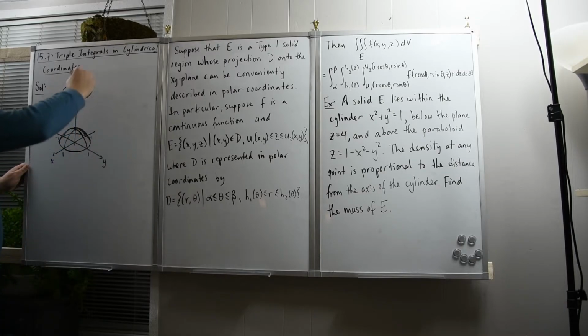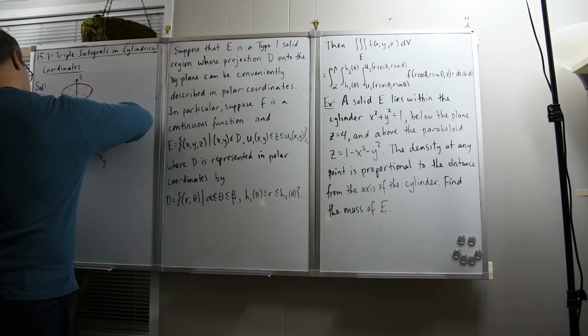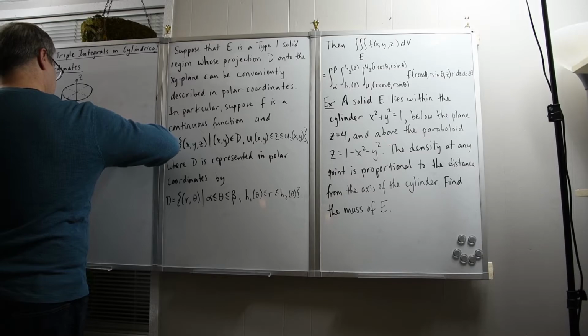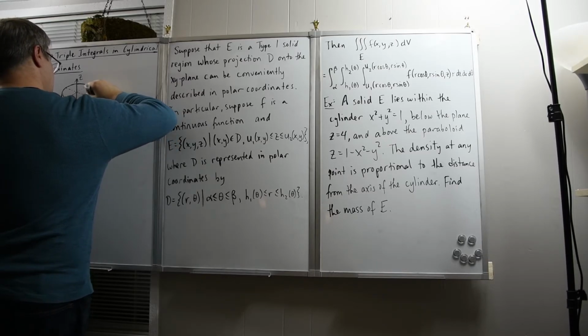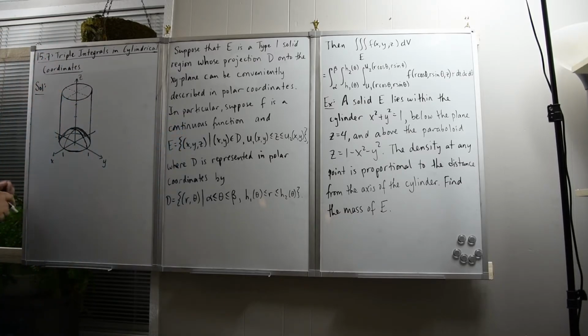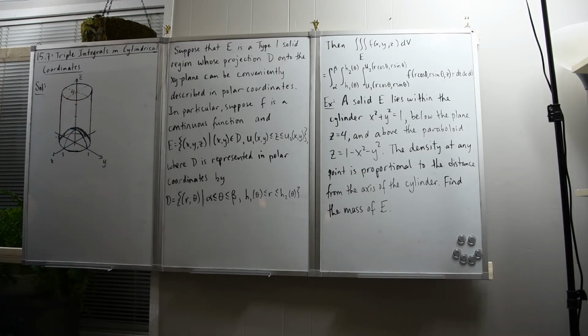And now we can draw these little sides that will finish out our solid. So the solid E is really the cylinder with this little part of the paraboloid kind of dug out of the bottom. Now, we're also going to need to know something about the density function.